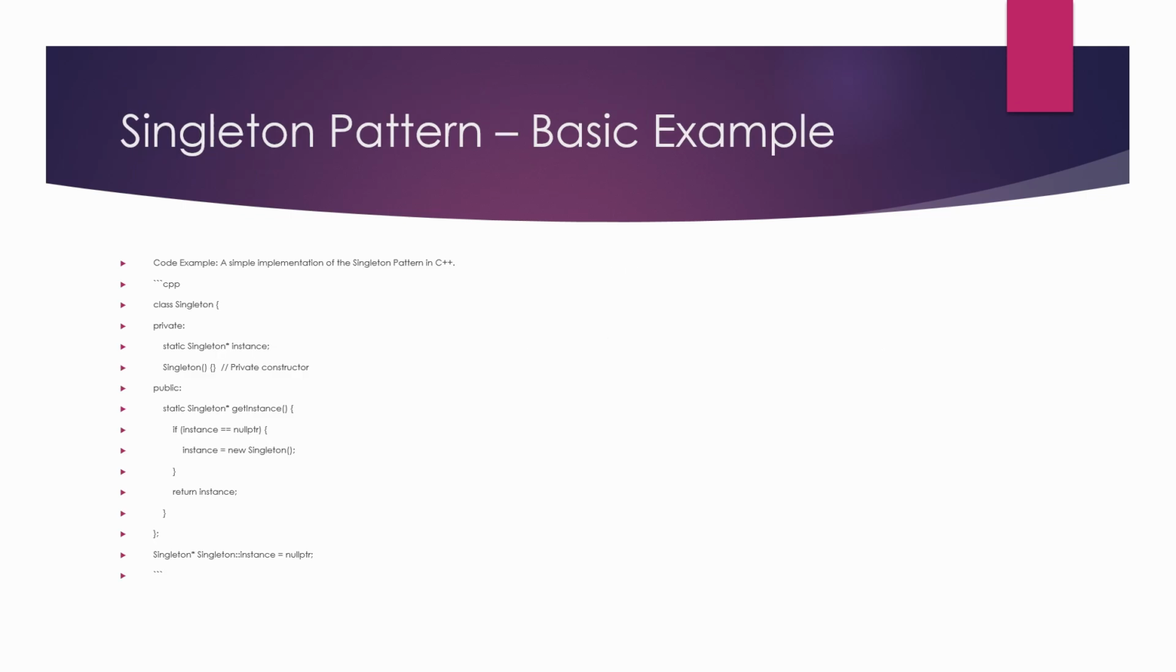Here's a simple implementation of the singleton pattern in C++. The class has a private constructor and a static instance variable. The getInstance method ensures that the instance is created only once and returns the single instance when needed.